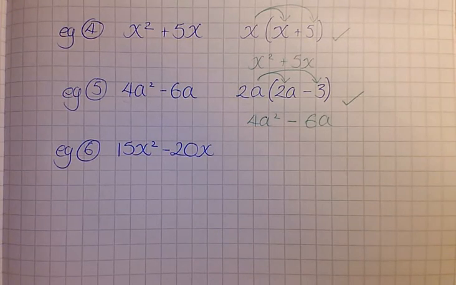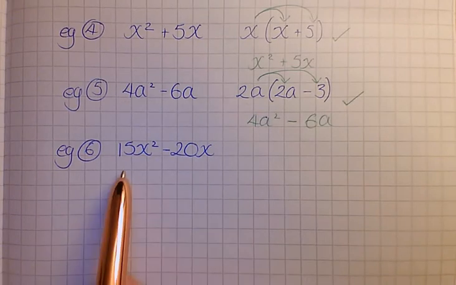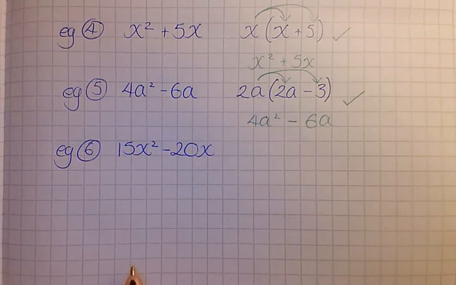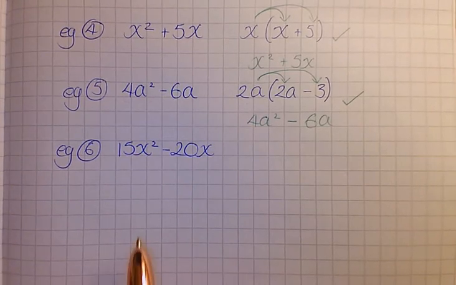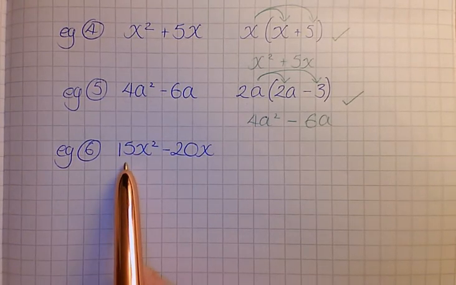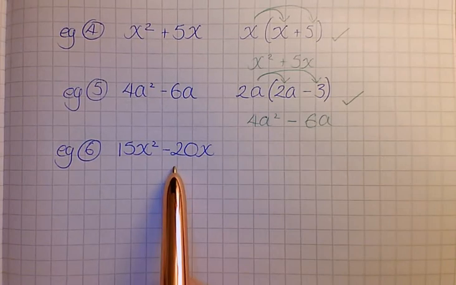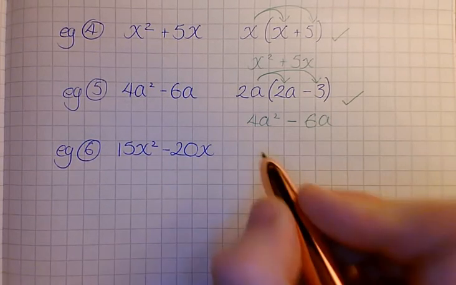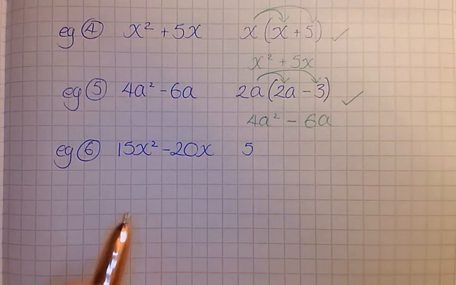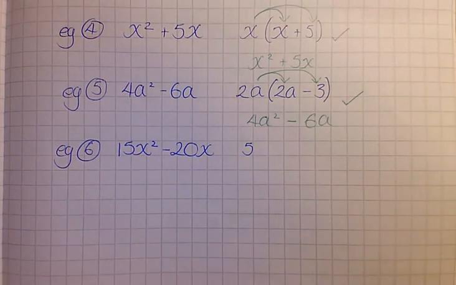Okay, we're going to look at another example with both numbers and letters in, just so you're clear on how to do this. So we've got 15x squared minus 20x. So I'm going to think about the numbers first. I need my highest common factor of 15 and 20. So I know that that's going to be 5, because 5 divides into 15 and 20.